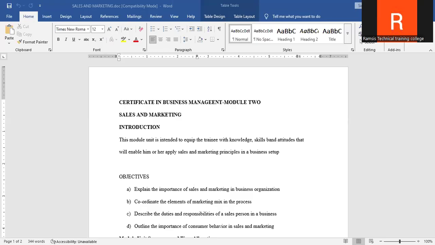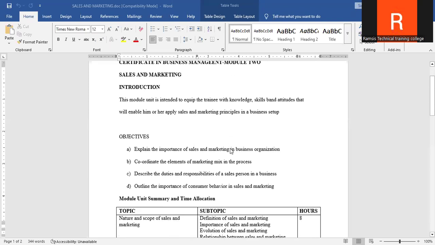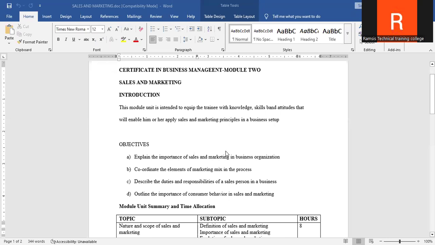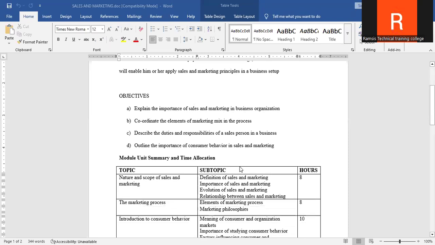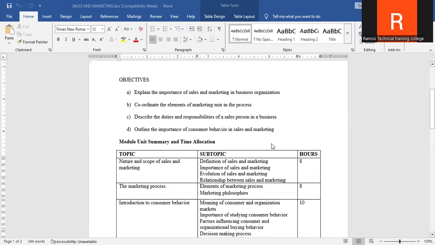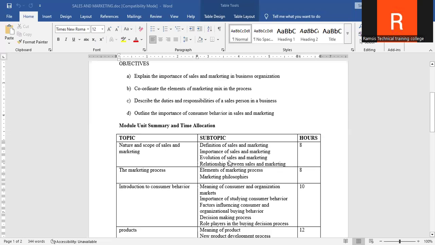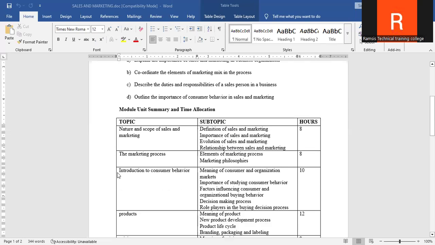So today we are going to learn about sales and marketing. This is another unit in Certificate Business Management Module 2. The objective is that we are supposed to know the importance of sales and marketing in an organization, be able to coordinate the elements of the marketing mix in the process, describe the duties and responsibilities of a salesperson in business, and also be able to outline the importance of consumer behavior.